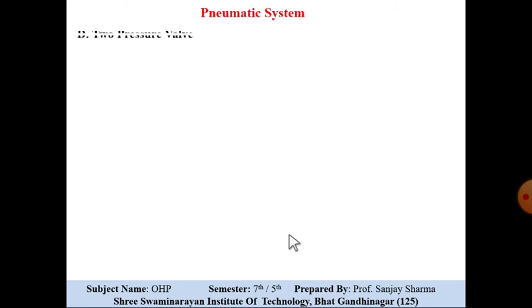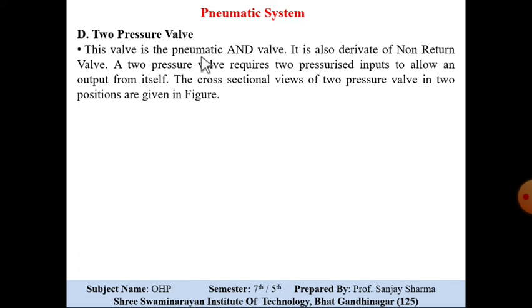The fourth one is two pressure valve. This valve is the pneumatic AND valve. It is also a derivative of the non-return valve. It is a type of non-return valve. A two pressure valve requires two pressurized inputs to allow an output from itself.